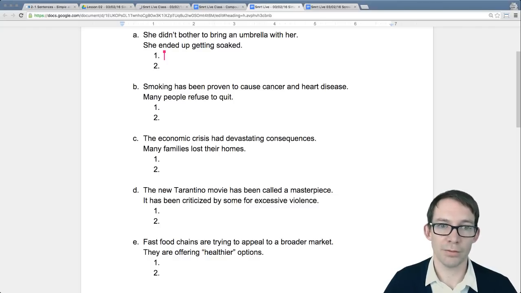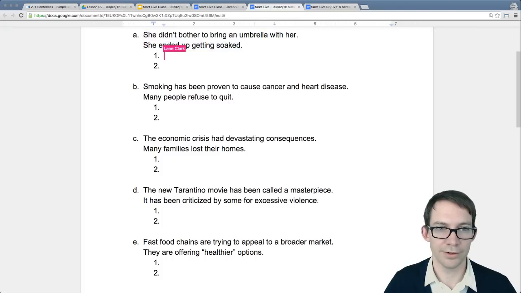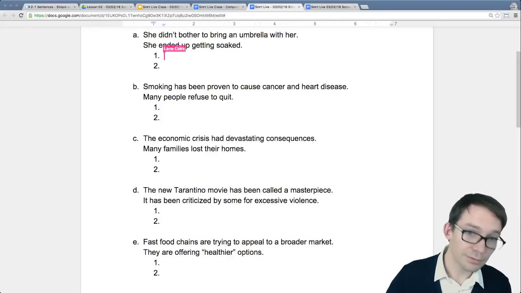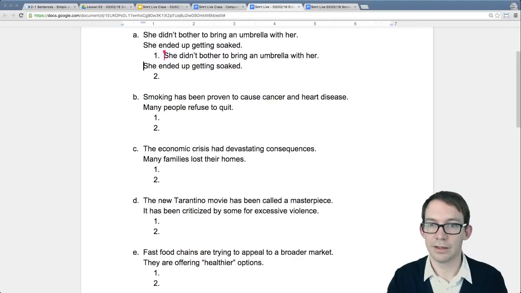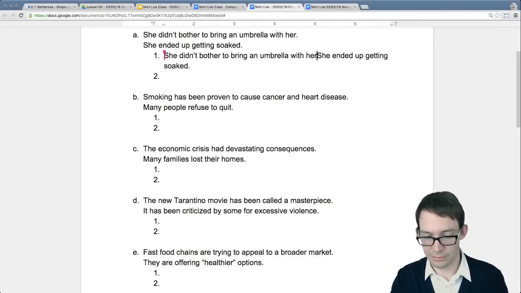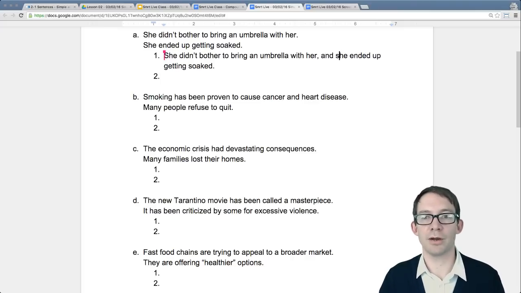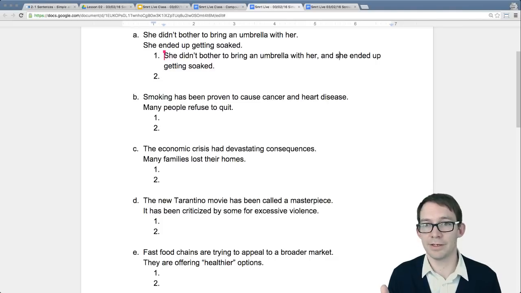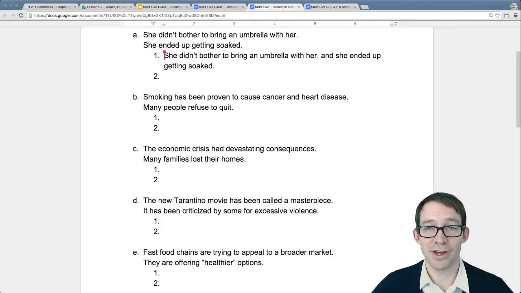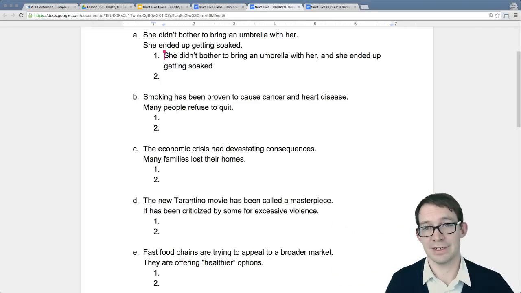So maybe I'll do one just to get it going. I would say here, Lane's there too, right? Okay, so keep it simple. You could say here, and? How does that work? She didn't bother to bring an umbrella with her, and she ended up getting soaked. That's fine. You've got the comma and the and from the FANBOYS, and you've got a compound sentence. What I want is another way to express that same idea.